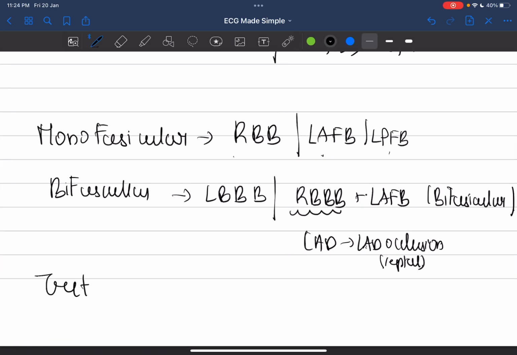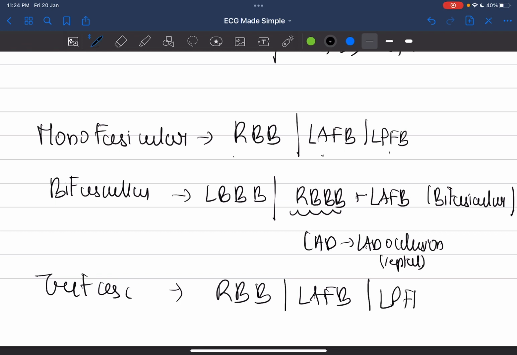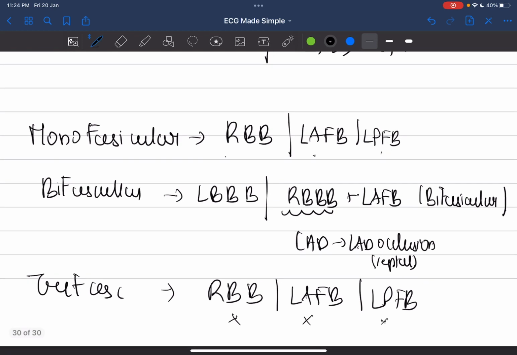A true trifascicular block will be evidence of RBB plus an LAFB plus an LPFB. So this is the true trifascicular block. It usually doesn't happen that way. There will be 2 complete blockages, and there will be intermittent conduction via the left posterior fascicle. So you always have to calculate the PR interval. Whenever there is RBB with LAFB, you have to look at the PR interval.